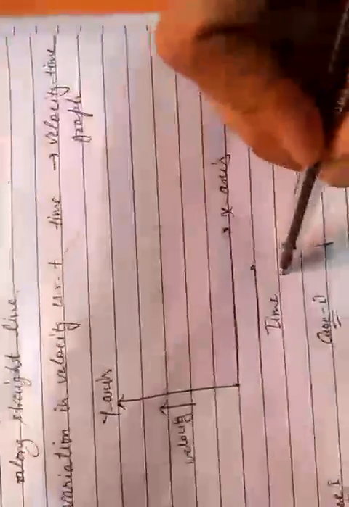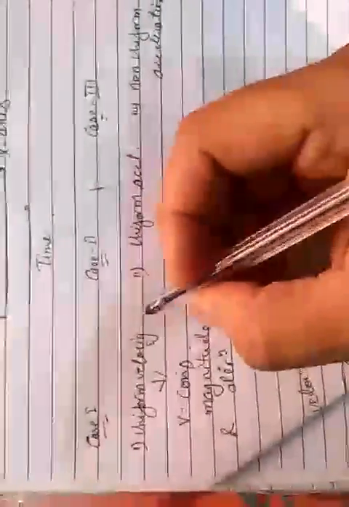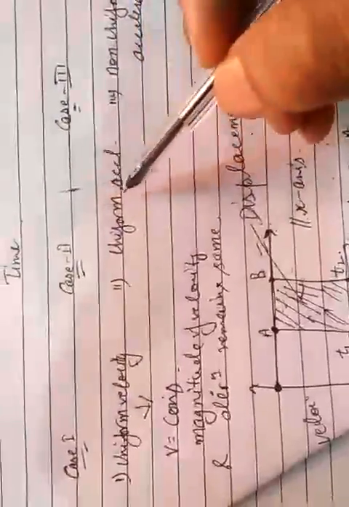In velocity time graph we represent our time on x-axis and the velocity on y-axis. Now in this velocity time graph we have three cases. First is when your object or the body moves with a uniform velocity. Case 2 is when your object is in motion with uniform acceleration, and the third case is when our object moves with non-uniform acceleration.